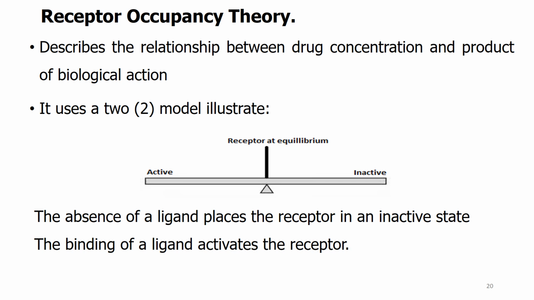Now this theory, receptor occupancy theory, describes the relationship between the drug concentration and products of biological action. Now, this theory proposes a two-state model as illustrated in the diagram shown here. In the absence of a ligand, the receptor exists in an inactive state, while the binding of a ligand activates the receptor.